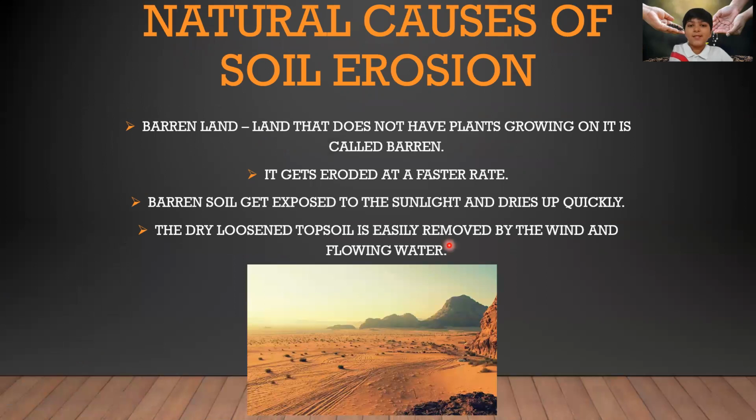So now we will see natural causes of soil erosion. First cause is barren land. Barren land is land that does not have plants growing on it, and that land we call barren land. It gets eroded at a faster rate. Barren soil gets exposed to sunlight and dries up quickly. The dry, loosened topsoil is easily removed by the wind and flowing water and causes soil erosion.